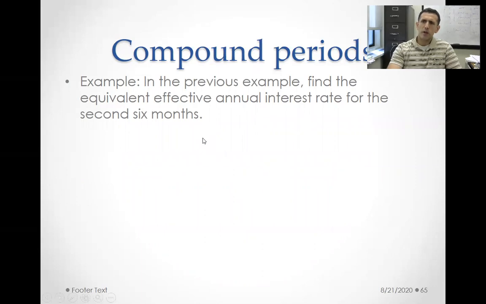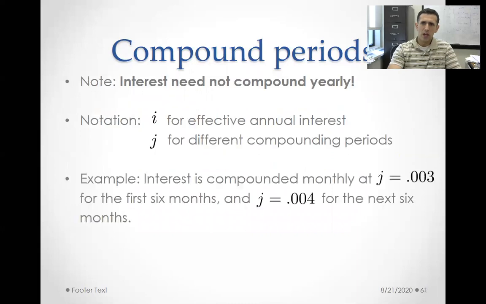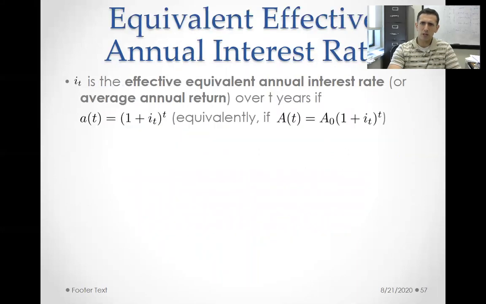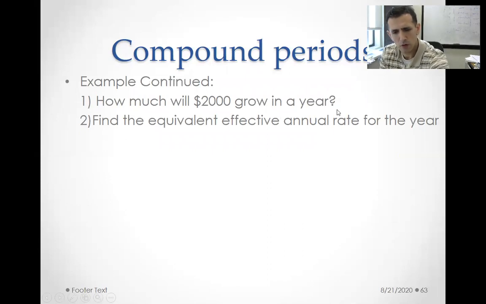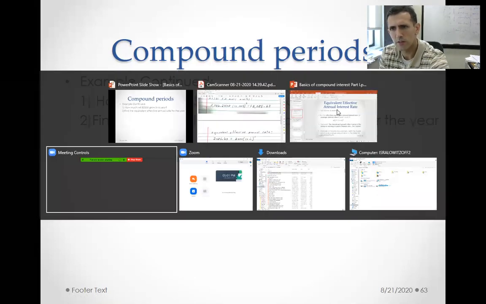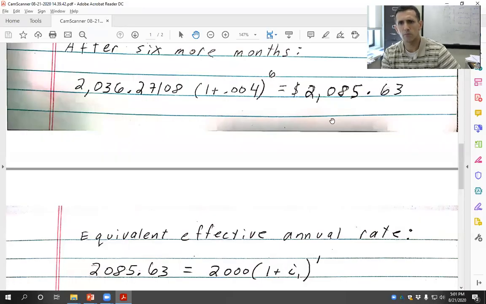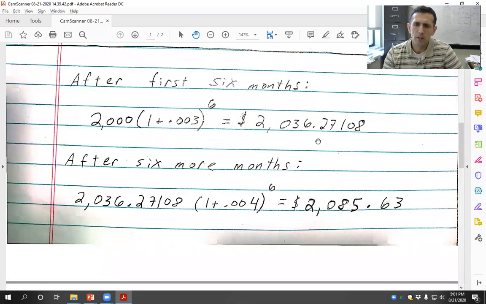So with this perspective, in the previous example, find the equivalent effective annual interest rate for the second 6 months. And before I say anything else, I should maybe make clear that in this formula, t has to be in years. Okay? It doesn't make sense for t to be in anything else other than years. Okay, so let's go back to this problem. Okay.